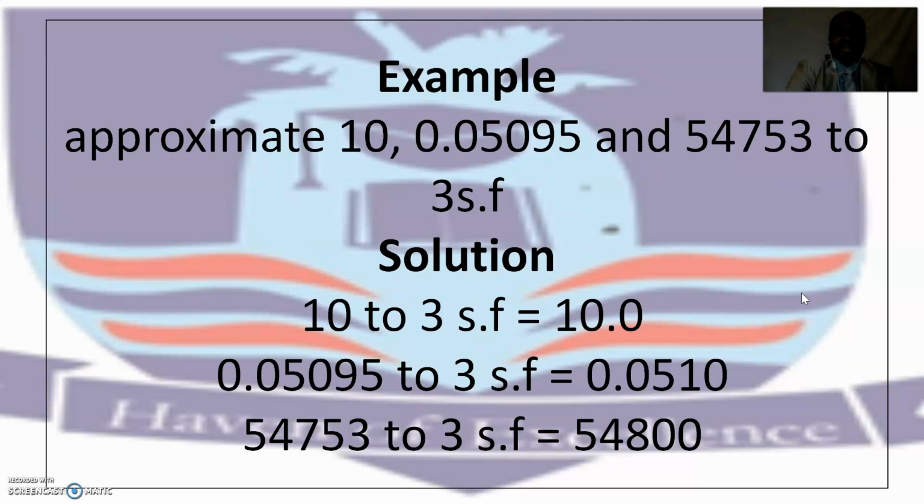So this is an example. Approximate the number 10, 0.05095, and 54,753 to 3 significant figures. 10 to 3 significant figures is going to be 10.0. 0.05095 to 3 significant figures is going to be 0.0510, because our significant figures will be 5, 0, and 9.